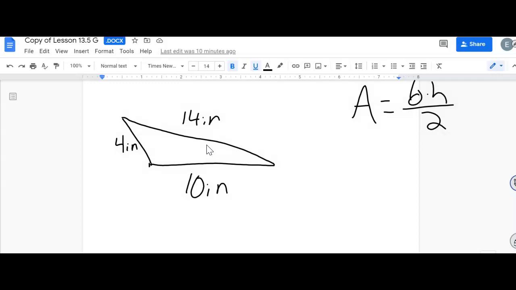So if you were getting an answer here, you are taking the base, which is 10, times a side length that is not your height, because it does not have a right angle. So this is what the triangle should be. I'm going to put this in the inside and out.